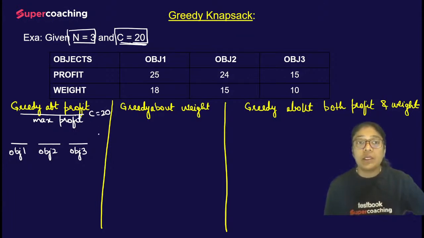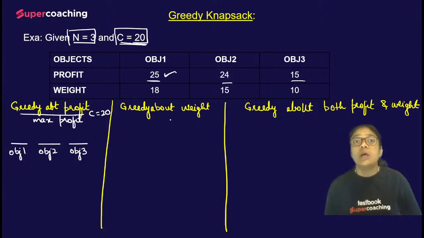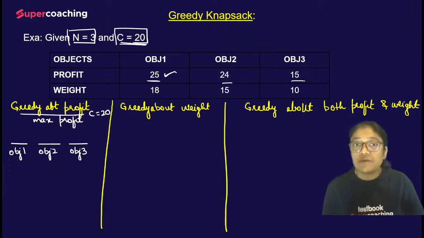Initially the bag is empty, so it is going to check for the maximum profit. Which object has the maximum profit? Because it's greedy about profit, it will look at the higher profit objects first. Object 1 has profit 25, and the others have 24 and 15. So 25 is the maximum profit, so it will check the weight.